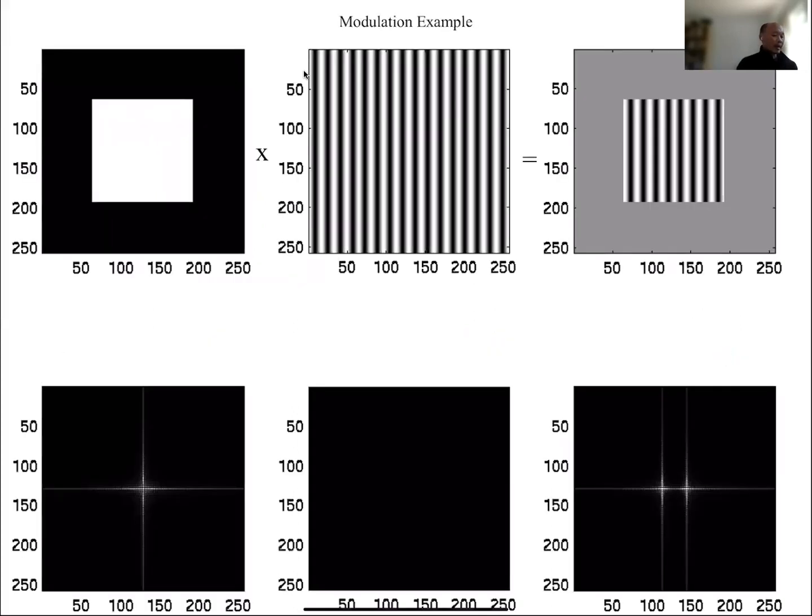And I believe this is the last slide for a modulation example, where if I take my object here and I multiply it by this pattern, then I get this object in the image domain. And in the Fourier domain, it means I have to take this pattern and convolve it with two Dirac delta functions, which you can't really see. And this is going to give two Dirac delta functions here. And then these are these two sinc functions shifted by the Dirac delta functions as such.